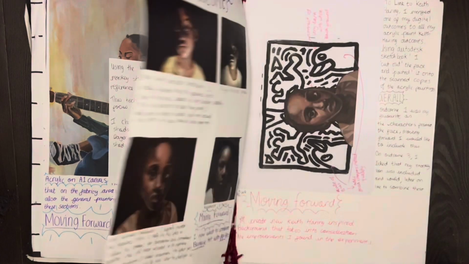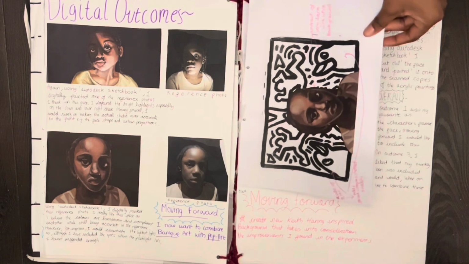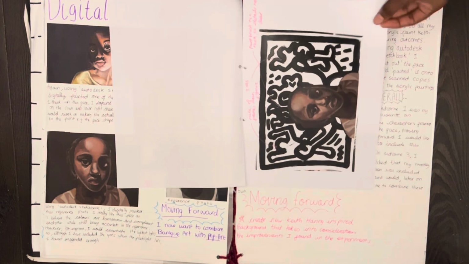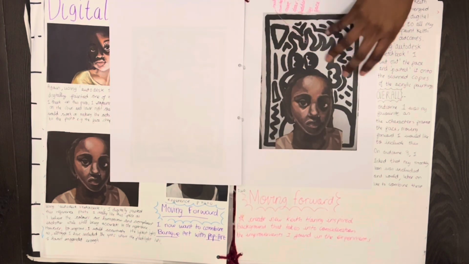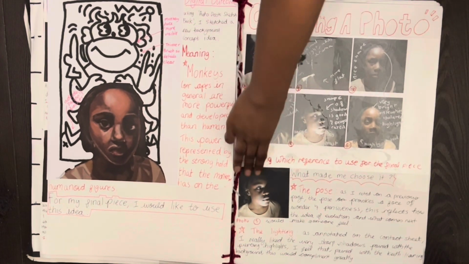And then I do some digital outcomes. I did a lot of digital art during this portfolio. And here is me putting the paintings that I did before and transposing the digital pictures onto it to try and experiment with what I wanted to do for my final piece overall. And then here is an example of that.